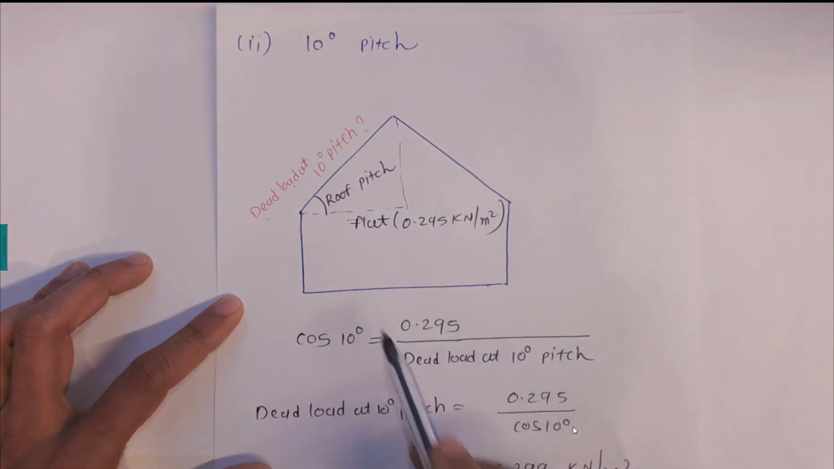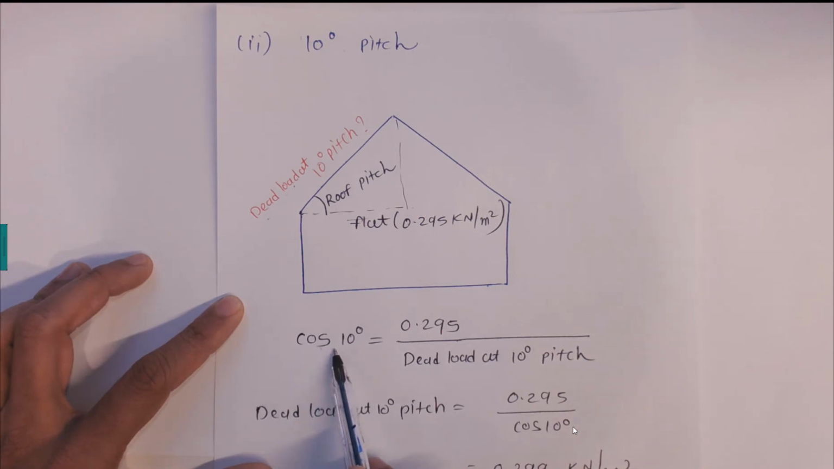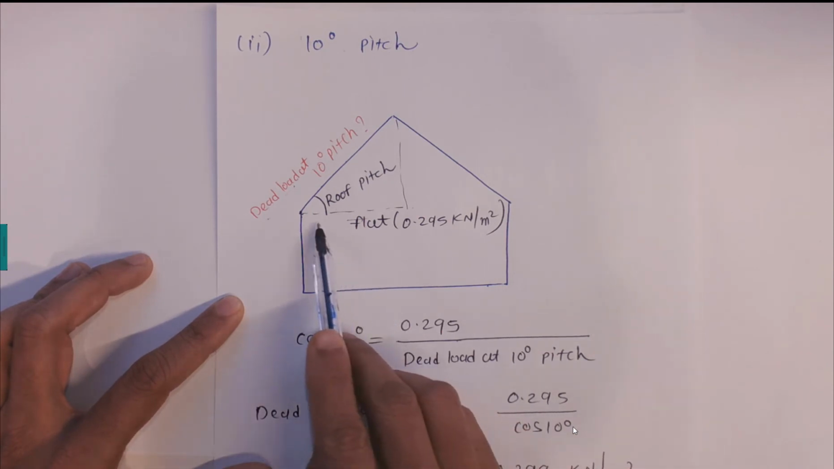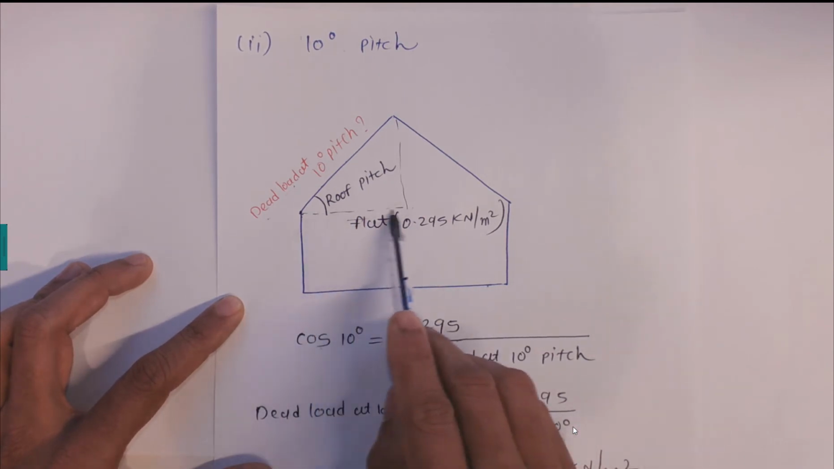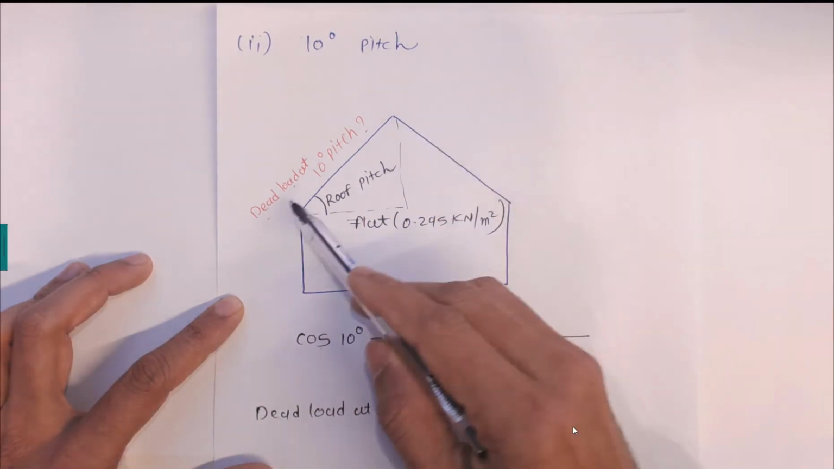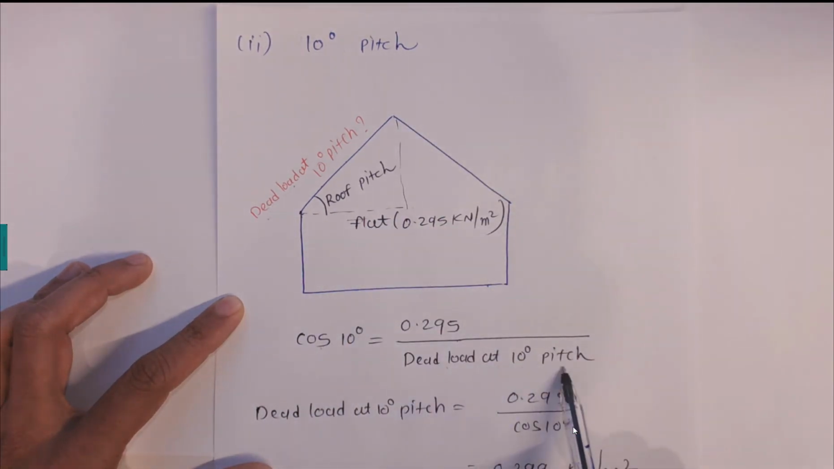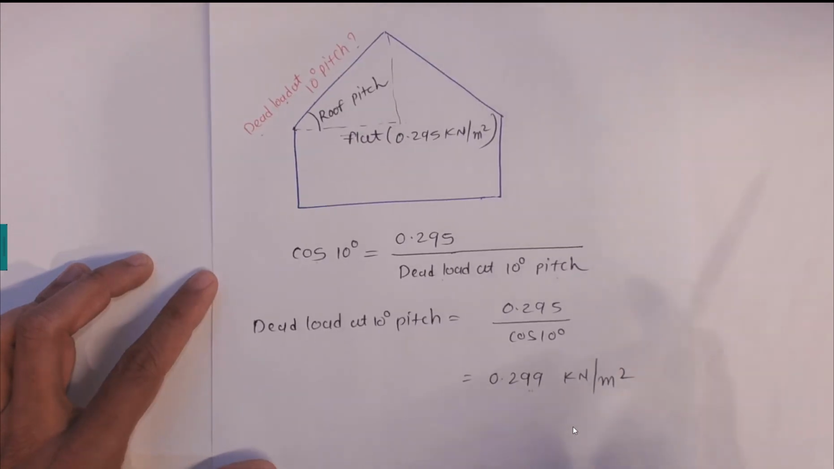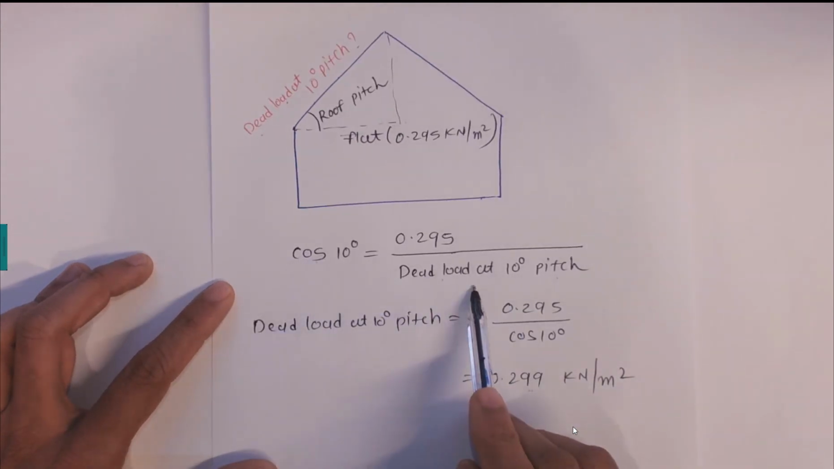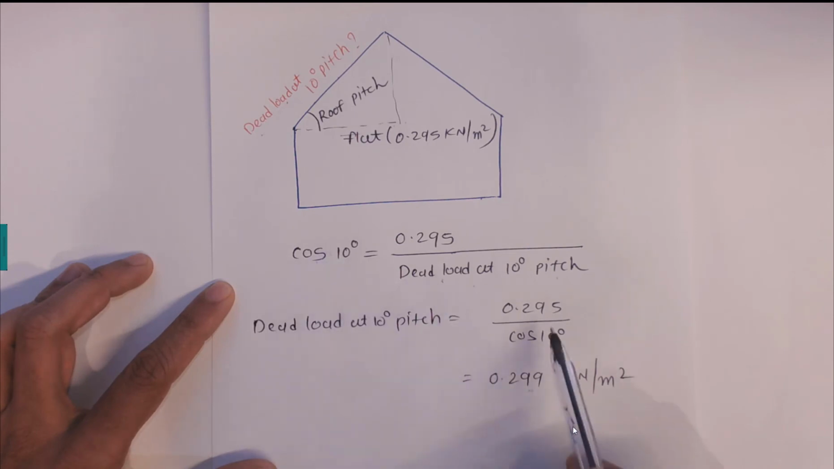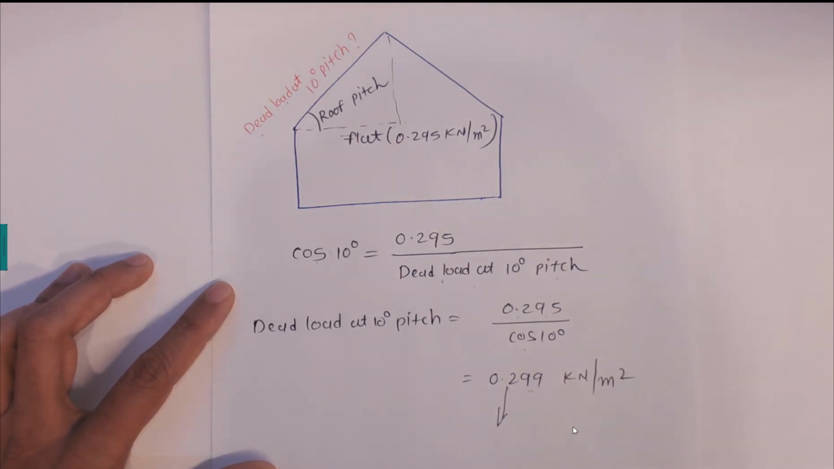So it's quite simple. If you take the cosine relation, cos 10 degrees equals this flat condition, which is this line, divided by this hypotenuse, which is the dead load at 10-degree pitch. So to calculate the dead load at the 10-degree pitch, we switch these two parameters, which gives us 0.295 over cos 10, and the final answer is 0.299 kilonewton per meter square. Thank you very much.